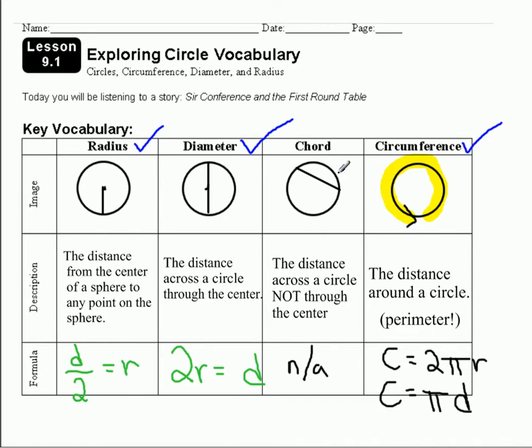You should know what a chord is, but a chord cannot be used in my formula. So don't get tricked if they give you a number on this line. Don't think it's the diameter unless it goes through the center.